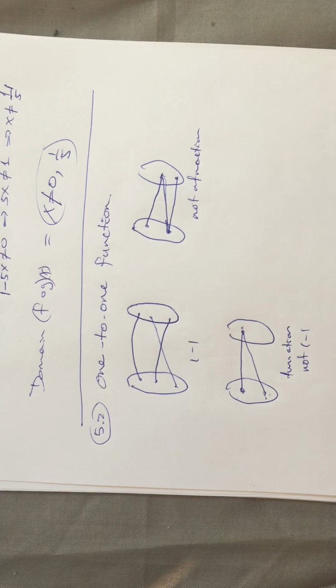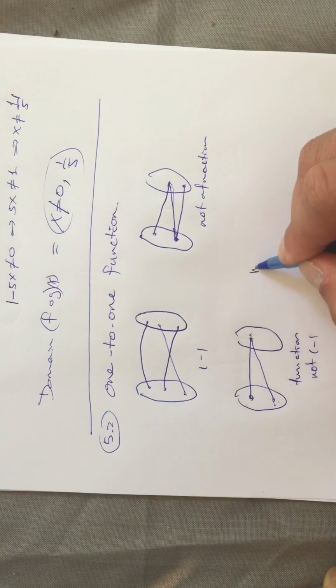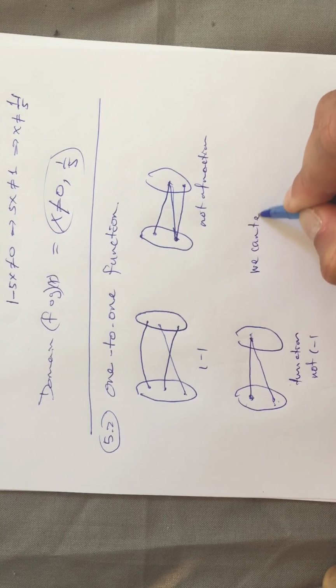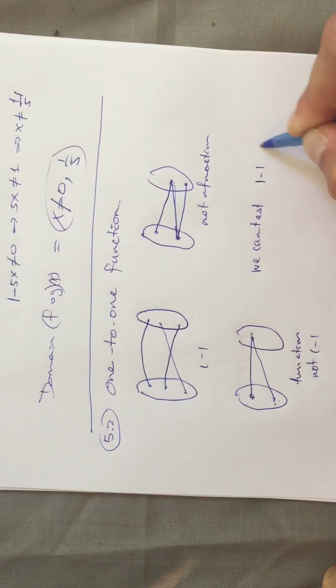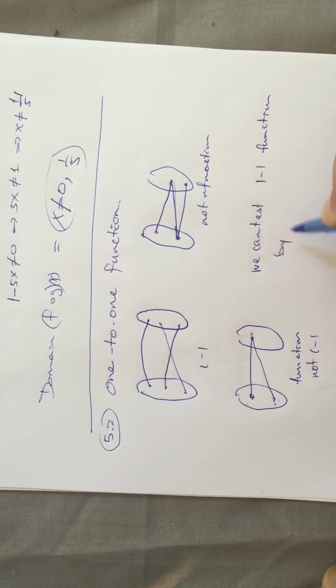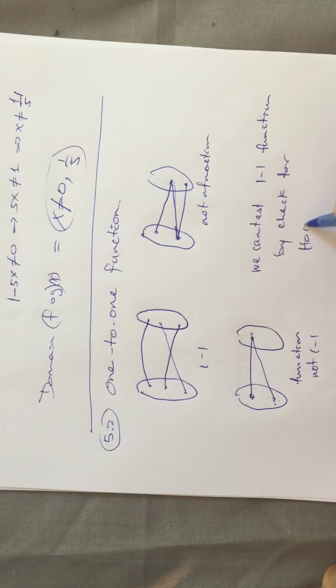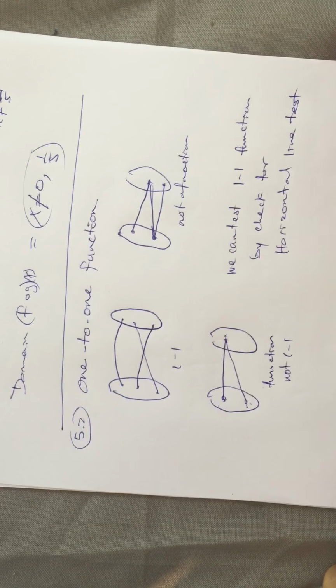So we can actually test what a one-to-one function is. We can test a one-to-one function by checking for the horizontal line test. If it passes the horizontal line test, it is one-to-one. If it passes the horizontal line test, it is one-to-one.